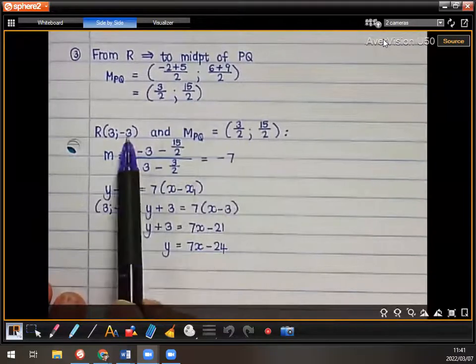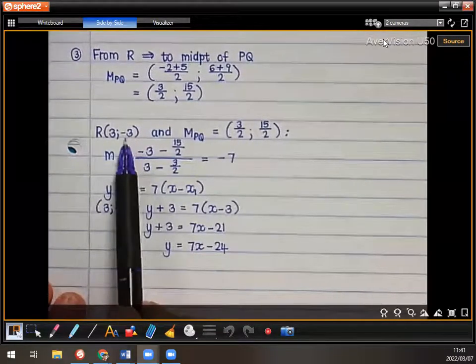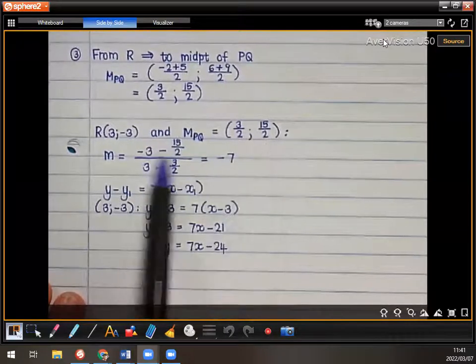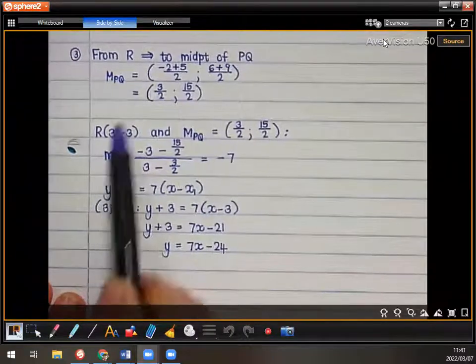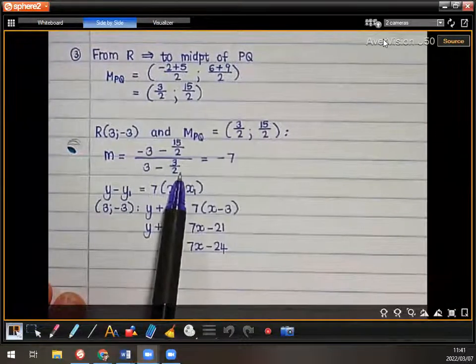Okay, so the gradient is change in Y over change in X. So I'm taking this Y value minus the other Y value, over change in X, I'm taking the same X value minus the other X value.